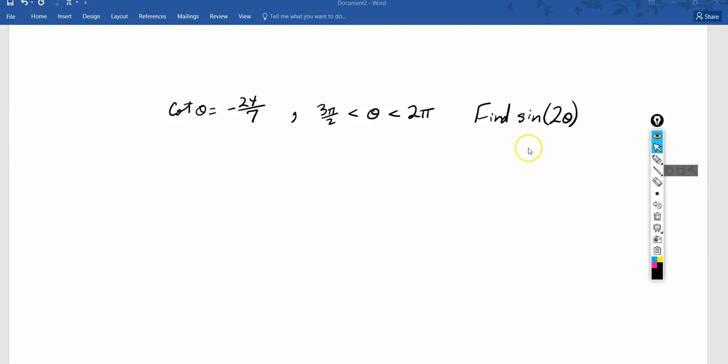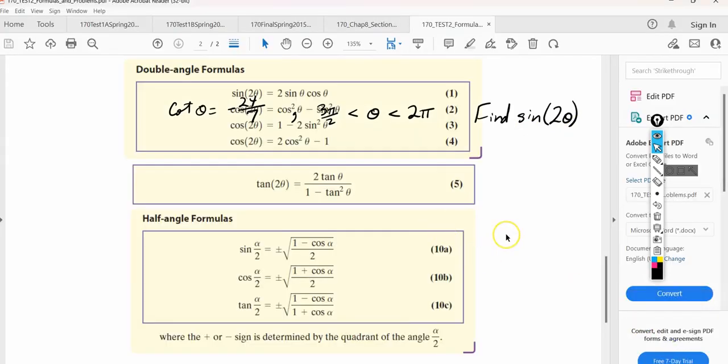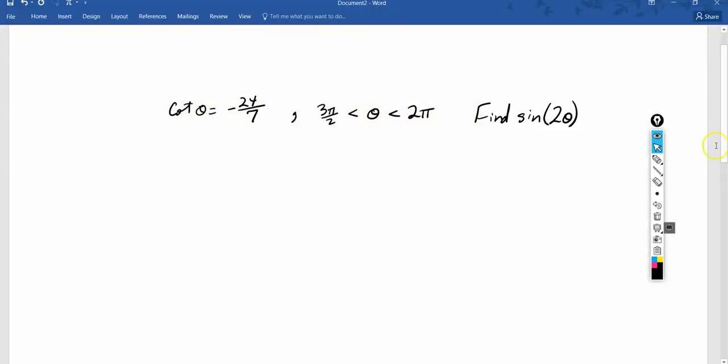Okay, this is a typical final exam question. You're given this information, the value for the cotangent, the quadrant it's in, and then you're supposed to find sine of 2 theta. Well, the first thing we have to remember is what is the formula for sine of 2 theta. Okay, we need 2 sine theta cosine theta.